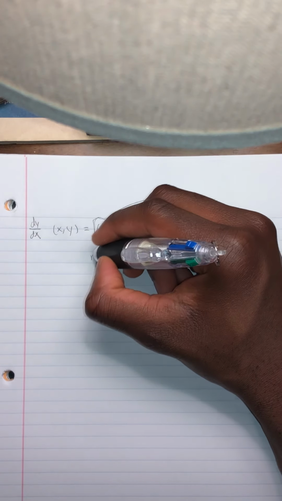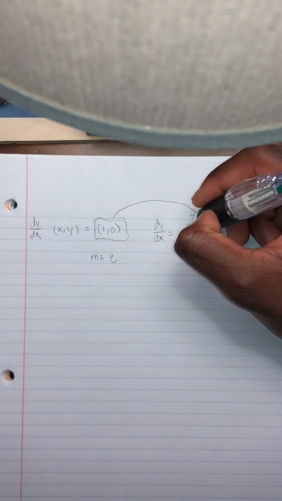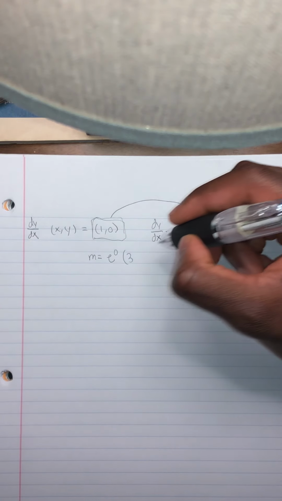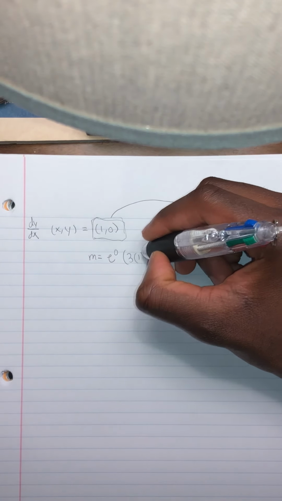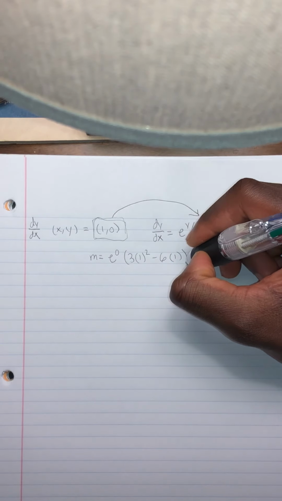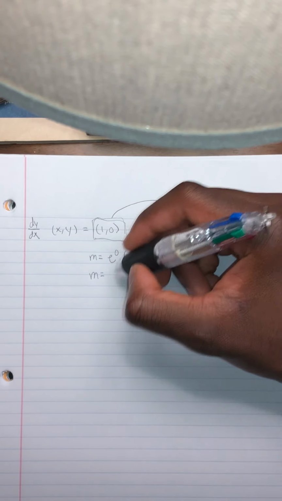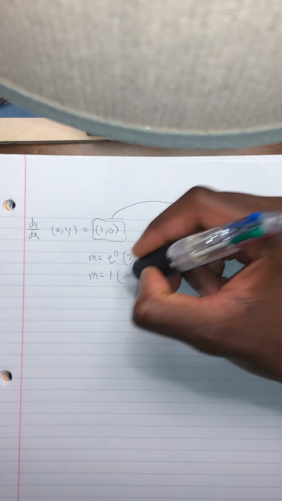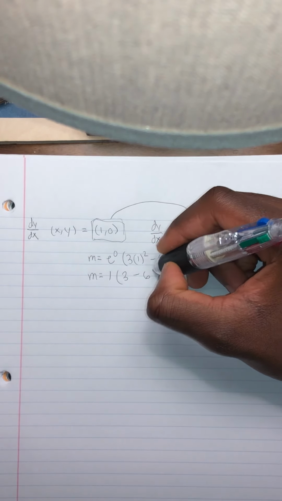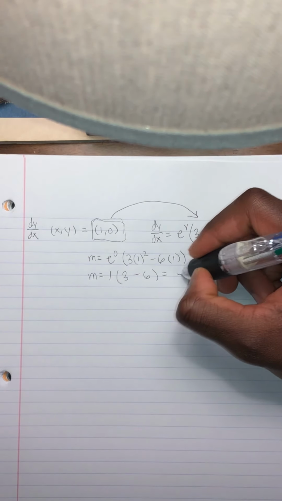So the slope m is equal to e to the y value, 0, times 3 times the x value 1 squared minus 6 times 1. To simplify, e to the 0 is 1, times 1 squared times 3 is 3, minus 6. So this equals negative 3.